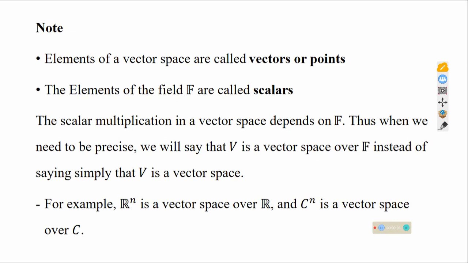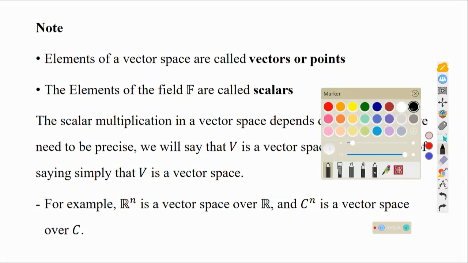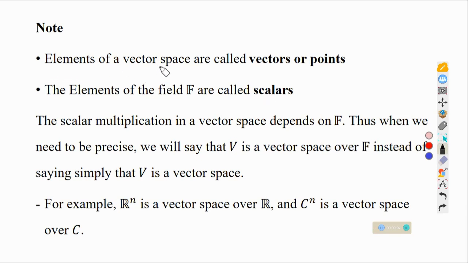Let us talk about this one here. We have a note which says that elements of a vector space are called vectors or points, and we shall be calling elements of the field F scalars. So when we are talking about vectors, we mean elements of the vector space, or we can call them points. Then we shall be saying that the scalar multiplication in a vector space basically depends on F.